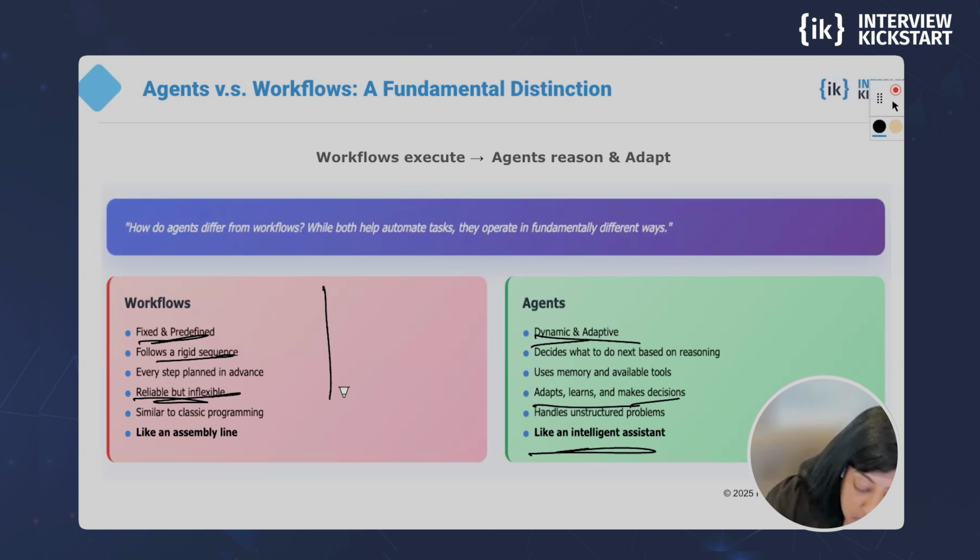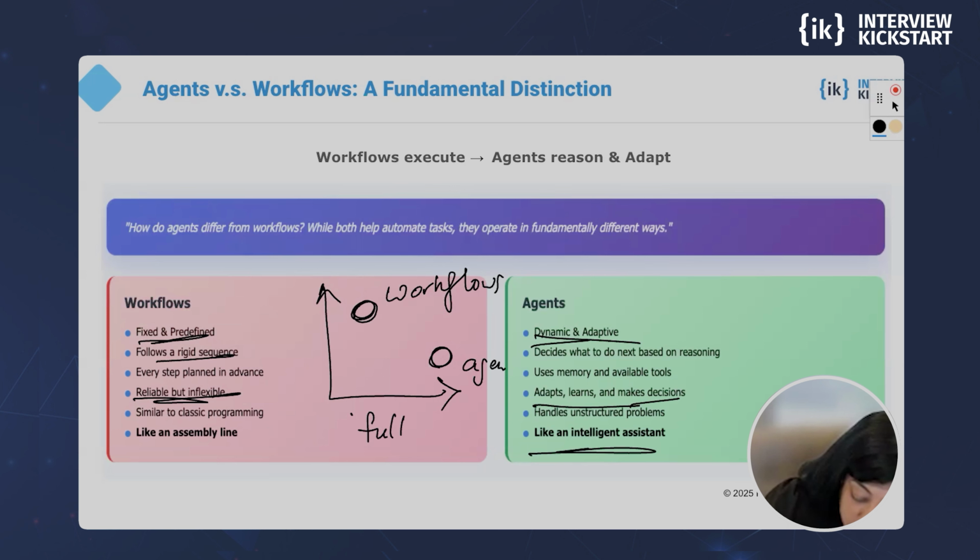So if I were to put this on a kind of graph, let's say these are workflows and these are agents. Agents are completely autonomous, which means they have a high degree of control. Agents are completely in control of reasoning and acting on those observations. Okay, so agents have a high degree of control.